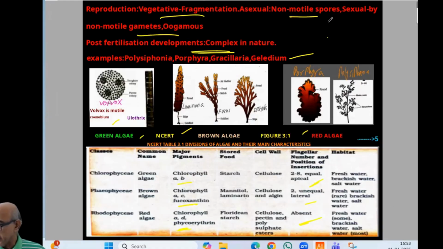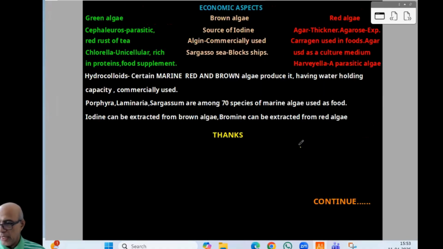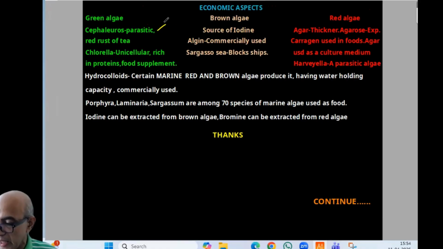Now, economic aspects of algae. When we say economic aspects, many are there. Connected with NCERT, when we discuss green algae, Cephaleuros is a parasitic green alga which causes red rust of tea. Chlorella is unicellular, rich in protein, a food supplement. Even in physiological experiments Chlorella is used. That is what NCERT says. Now, brown algae are a source of iodine, algin is commercially used, and we can also find the Sargasso Sea, kelps, which block ships due to their massive size.